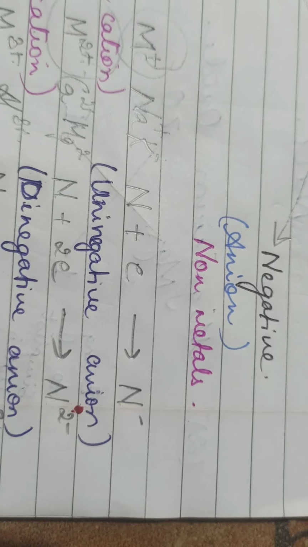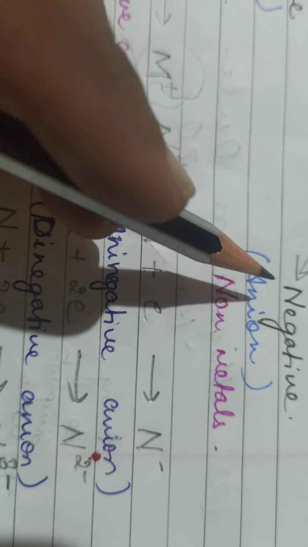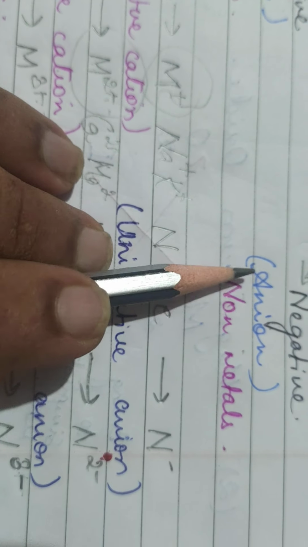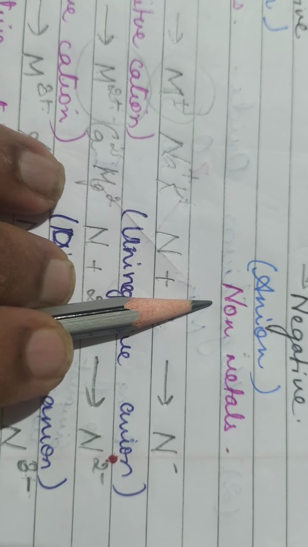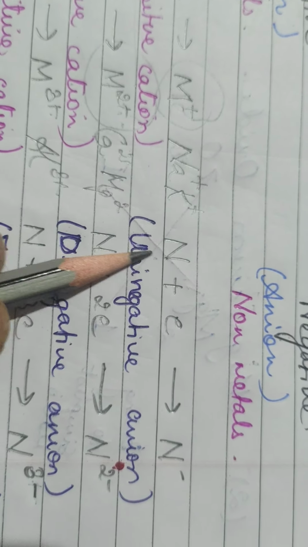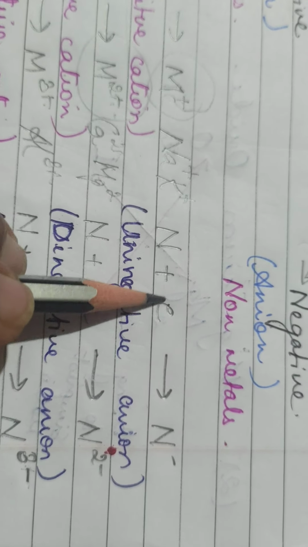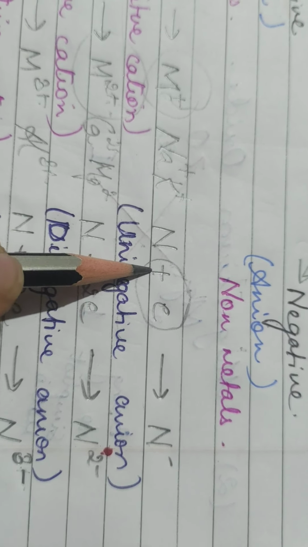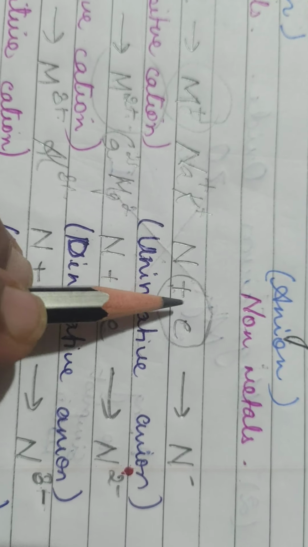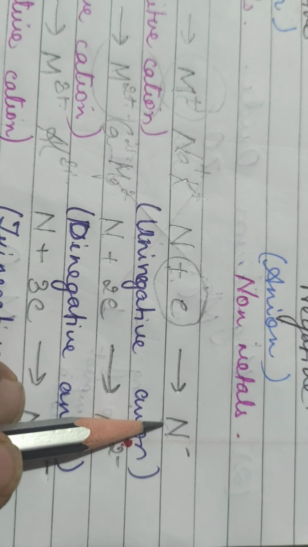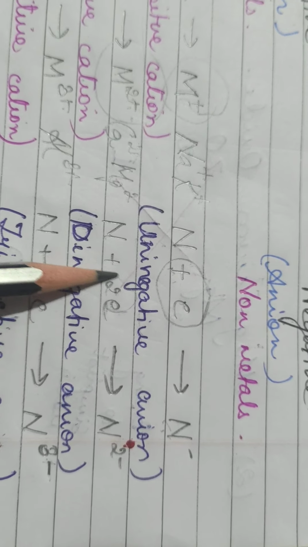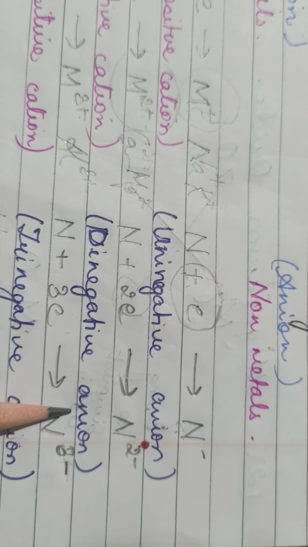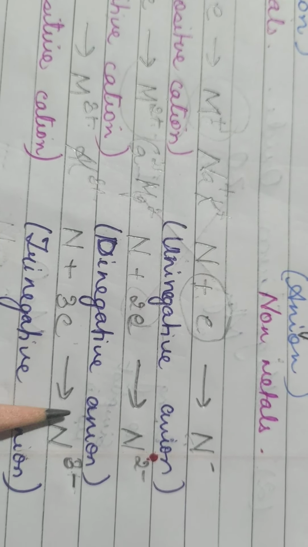Similarly, as we have positive ions, we also have negative ions. Negative ions are called anions and are formed by non-metals. Uni-negative anions are formed when an electron is gained. The plus sign over here indicates gain of electrons to form a uni-negative ion. When they gain 2 electrons, it is a di-negative anion. Tri-negative is when they gain 3 electrons.